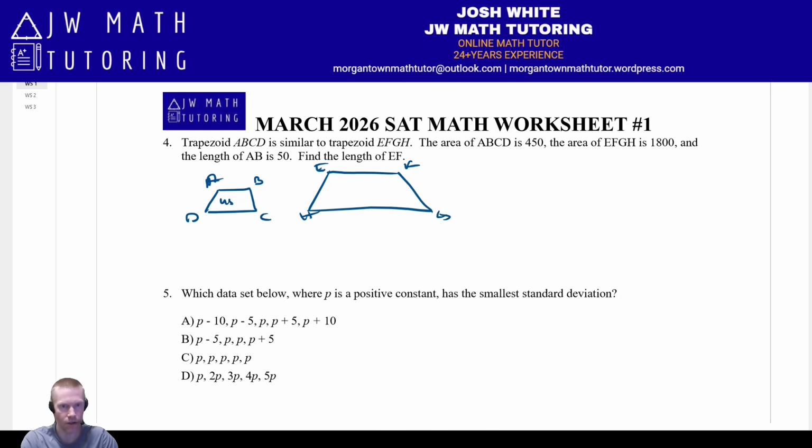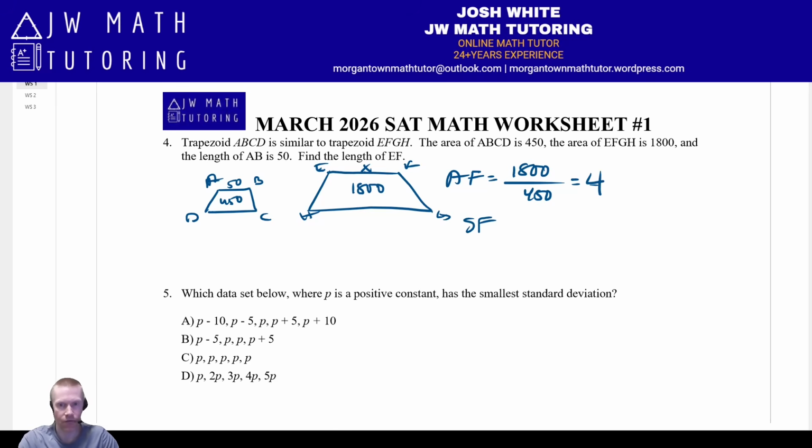So the area of the small is 450. Area of the big, 1800. Length of AB, 50. What's the length of EF here? We'll call it X. The whole concept behind this is that you find what I call the area factor, which is basically what you multiply the area by to get from small to big. The way you find that is just divide 1800 by 450. The area factor for this is just going to come out to 4.